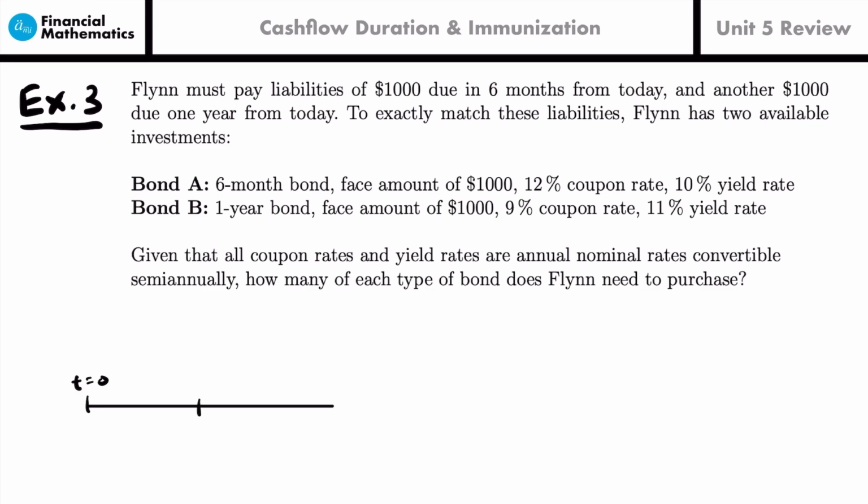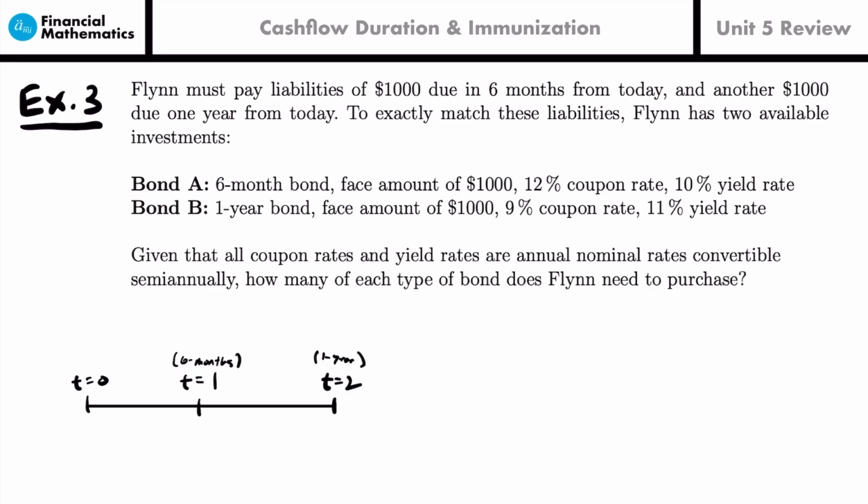So this right here will be time equals 1. That'll represent a period of 6 months. And then at time equals 2, that will be another period of 6 months. So this whole thing is just 1 year, which makes sense. That's as far as we need to go out for this problem, because he only has liabilities due in 6 months and 1 year from today. So that's good. Just remember that this is 1 year and this is 6 months. Okay? Just to kind of keep things straight.